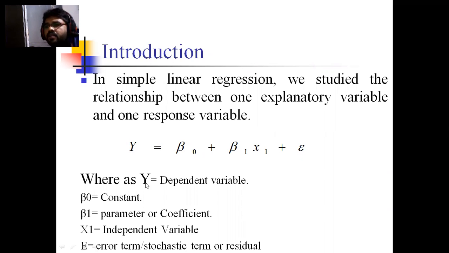What is y here? Y is the dependent variable. Beta 0 is a constant or intercept. Beta 1 is the parameter or coefficient. X1 is the independent variable, and the error term is also called the stochastic term, residuals or random term. So when there is a relationship between only one dependent variable and one independent variable, it is called simple linear regression. We can write the equation as y equals beta 0 plus beta 1 x1 plus epsilon. Sometimes we can also write y equals alpha plus beta 1 x1. So this is the simple linear regression, which we have studied earlier.